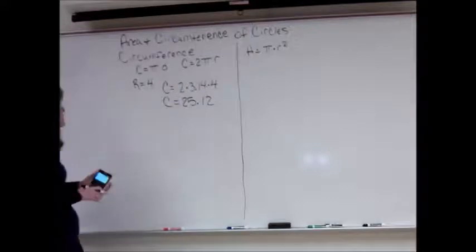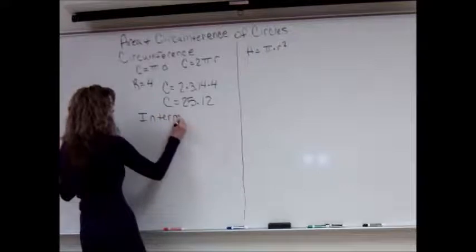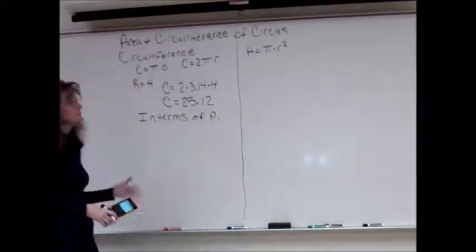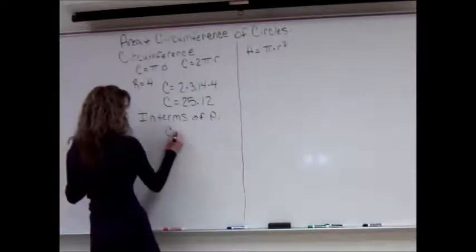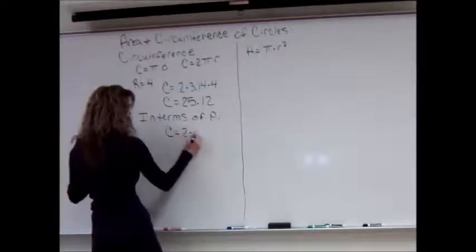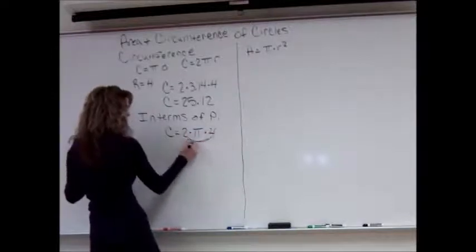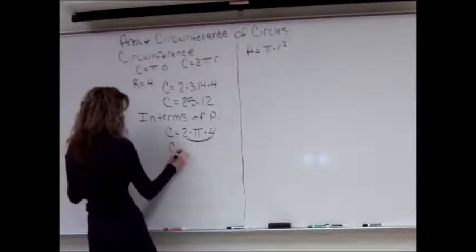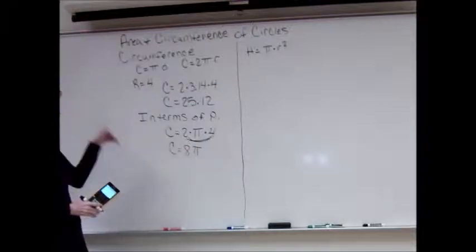Now, if we want to leave it in terms of pi, that means we're not going to plug in the 3.14 for pi. I'm going to use the same radius. So circumference equals 2 times pi times 4. I'm simply going to multiply my 2 numbers together. So circumference equals 8 pi. That's super duper easy. You just plug in numbers.